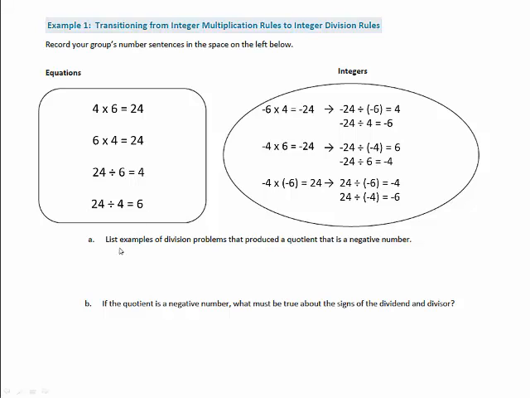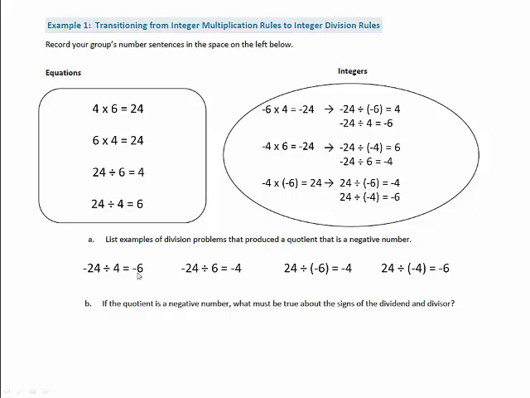In part A, we're going to list examples of division problems that produced a quotient, an answer, that is a negative number. And you can see I've got 4 of those. Negative 24 divided by 4 gives me negative 6. Negative 24 divided by positive 6 gives me negative 4. And then my 2 from the last part here, positive 24 divided by negative 6 gives me negative 4, and positive 24 divided by negative 4 gives me negative 6.